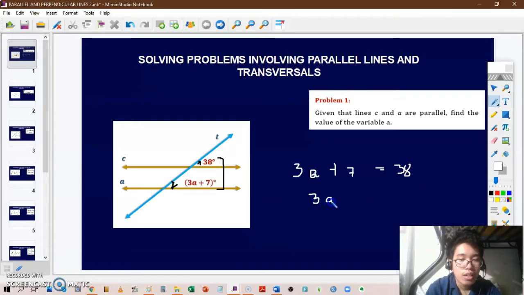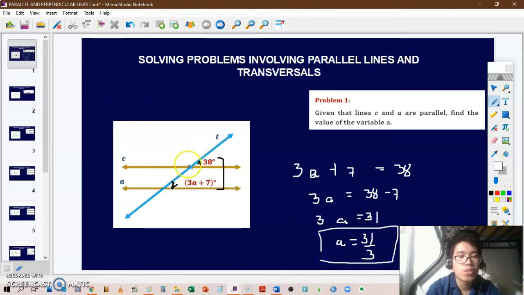So 3a is equal to 38 minus 7. Therefore, 3a is equal to 31. And lastly, we have the value of a. A is equal to 31 over 3. So very simple. We have these two angles that are alternate interior angles, and they are congruent, and therefore they have the same measurement. And after solving for the value of a, we've determined that its value is 31 over 3.